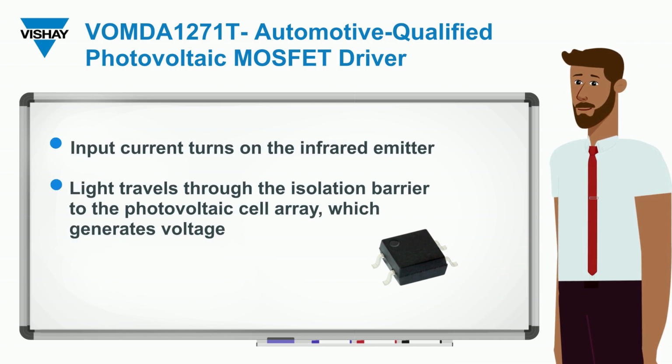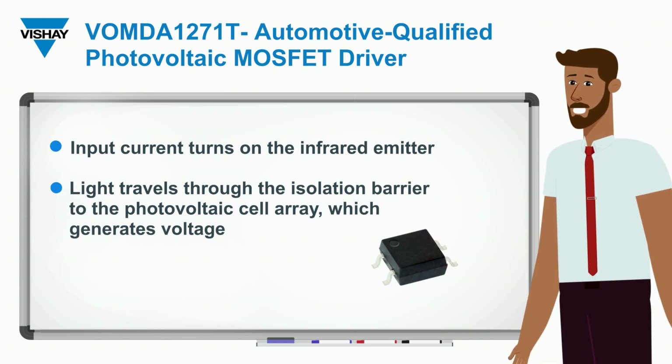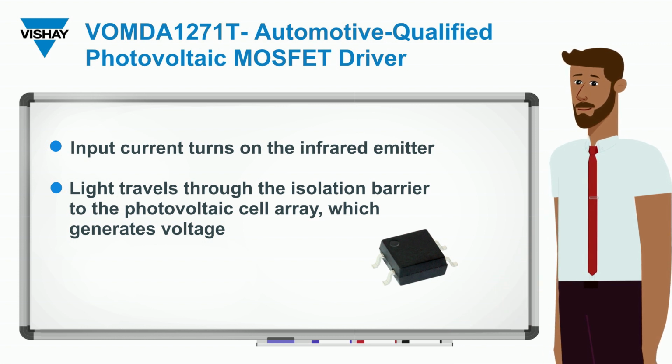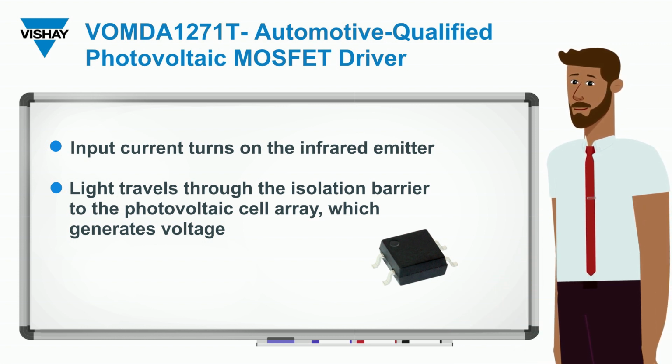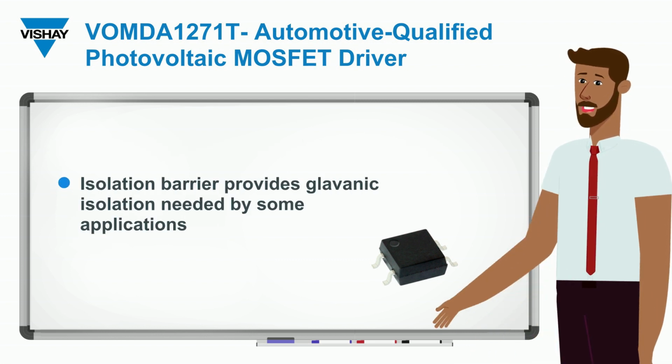When current flows through the LED, it emits light. This light then travels through the isolation barrier to the detector. The detector chip in turn generates a voltage and current, which would eventually drive transistors such as MOSFETs. The isolation barrier provides the galvanic isolation demanded by certain applications.